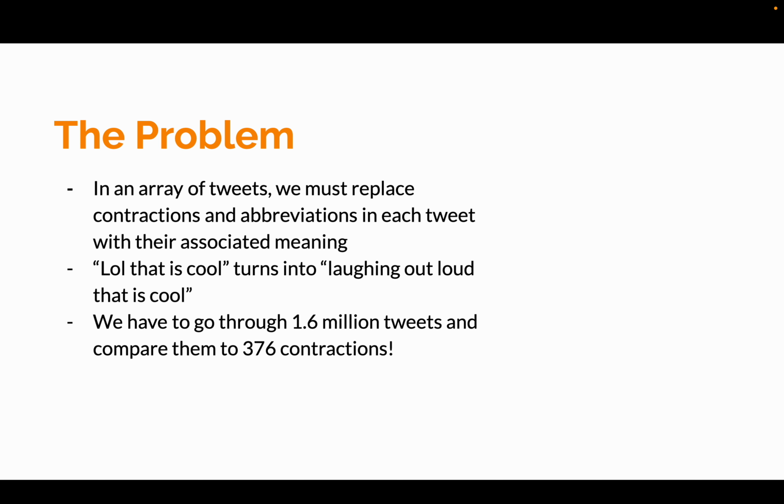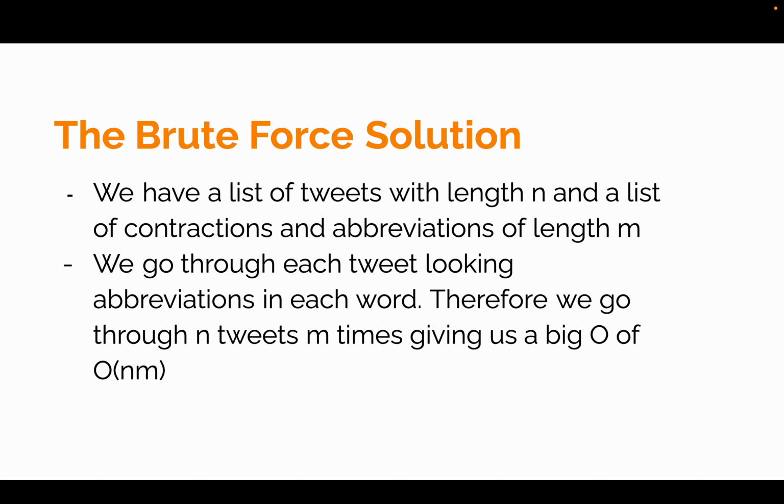So the problem we had is that in an array of tweets, we must replace contractions and abbreviations in each tweet with their associated meaning. So for example, "lol that is cool" turns into "laughing out loud that is cool." And we have to go through 1.6 million tweets and compare them to 376 contractions, which is quite a bit of stuff. So we're going to first implement a brute force solution.